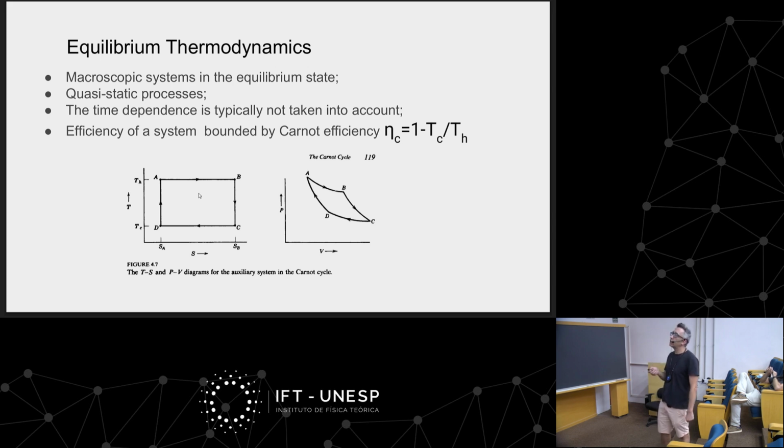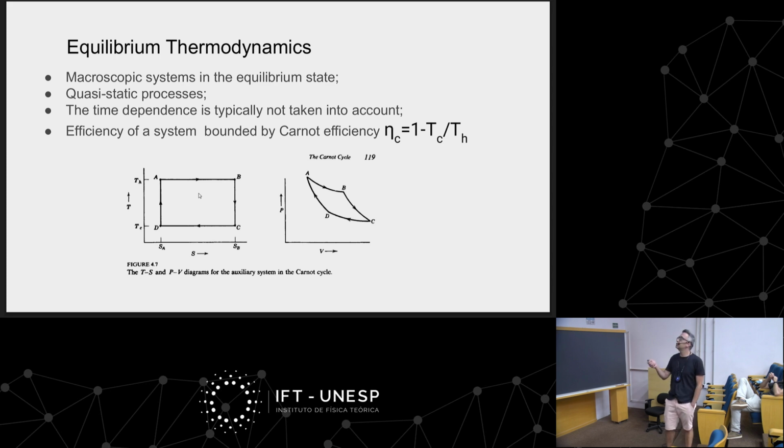Another important part is the efficiency of a system, which is the ratio between the total work over the heat received from the hot reservoir, and it is always bounded by the Carnot efficiency. Carnot efficiency is very important because it's equivalent to the second law. It's a consequence of the second law of thermodynamics. It solely depends on the temperatures of the hot and the cold baths. It does not depend on the details of the system. In this slide, I provide you a very short review of equilibrium thermodynamics, okay?